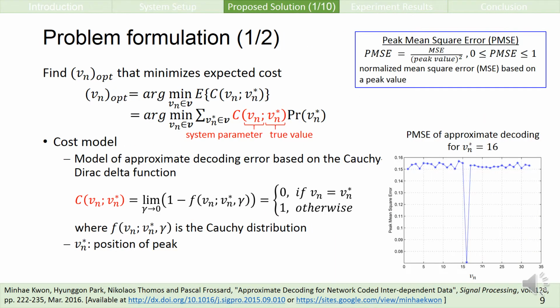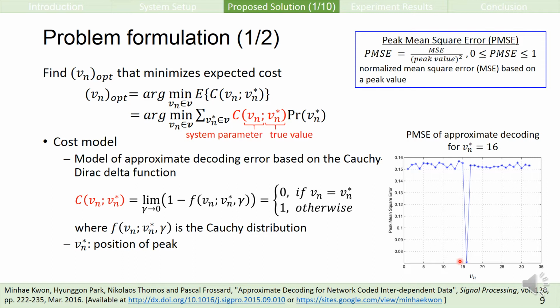Our problem can be written as: find the argument nu that minimizes the expected cost, which models the decoding error of approximate decoding. Before I explain the cost function, I would like to talk about this figure. This is a simulation result of the decoding error in approximate decoding when nu(n) is used in the system if the true value is nu(n star).